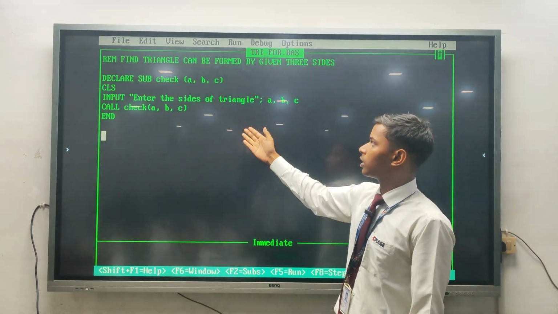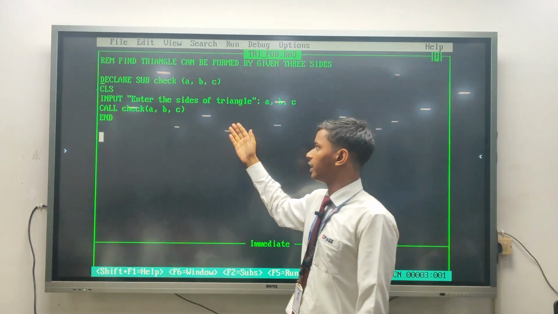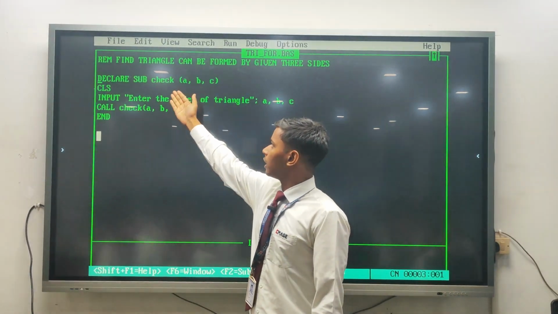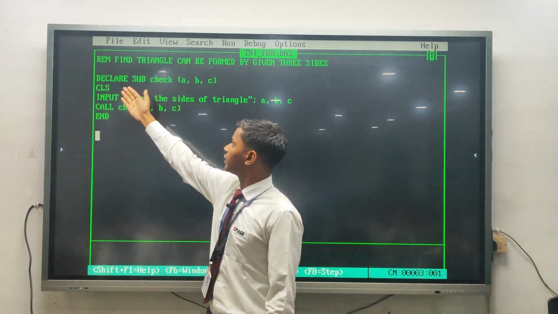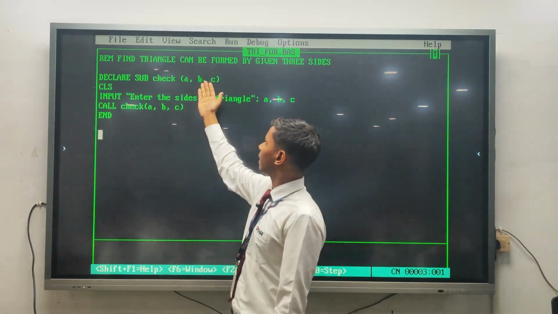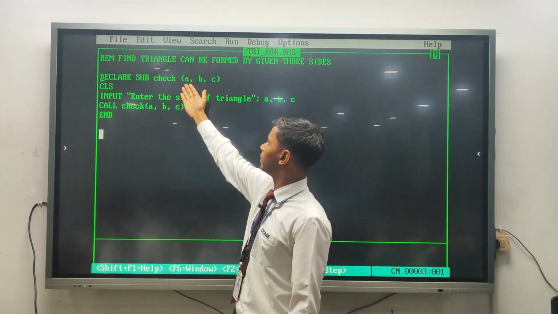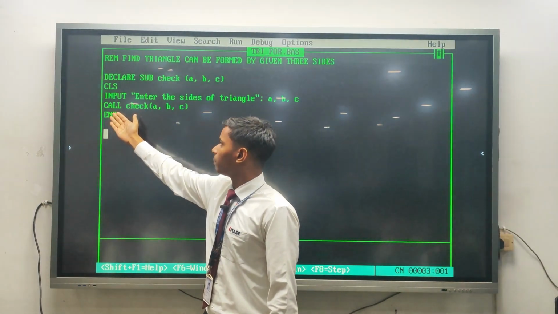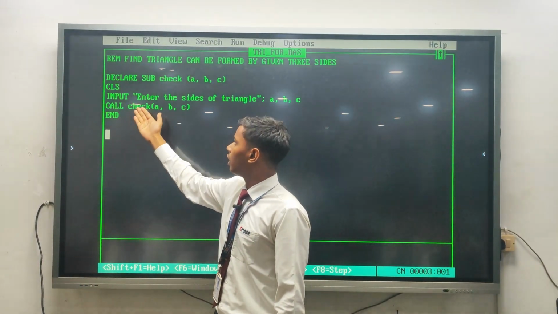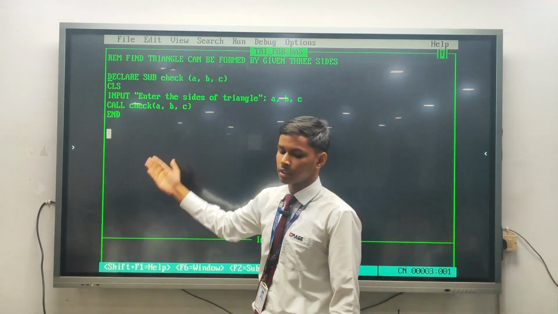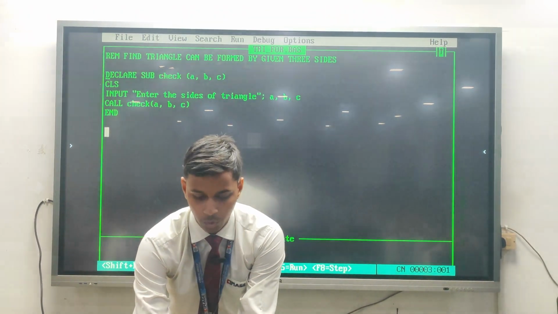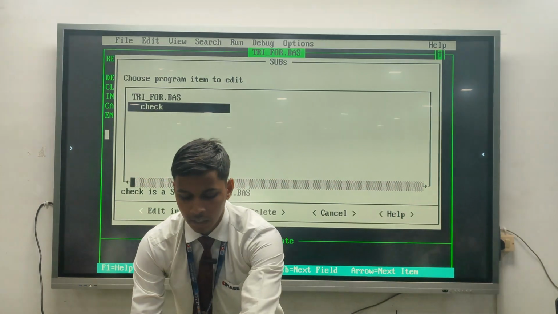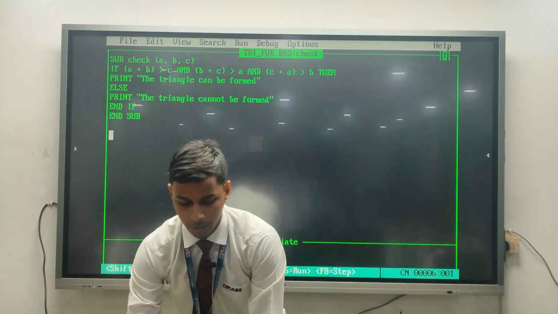I have used a subroutine in order to create this program. In order to make a subroutine, we first declare the subroutine name and the parameters. Here the parameters are the three sides of the triangle, and we call the subroutine by the call keyword. We write the call as the subroutine name and the parameters. We use the shortcut function F2 in order to see our subroutine, and my subroutine is named check.